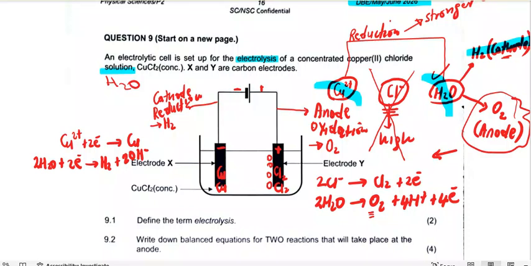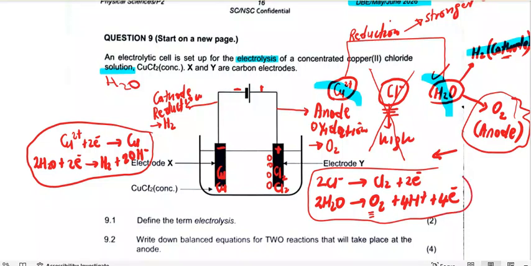Let's go to the questions. We are done with the analysis. So we have two reactions on each side that could happen, but because chlorine is highly reactive here, this one is the one that reacts. Then because this one is a stronger oxidizing agent, that is OA, it is the one that reacts. Define the term electrolysis.